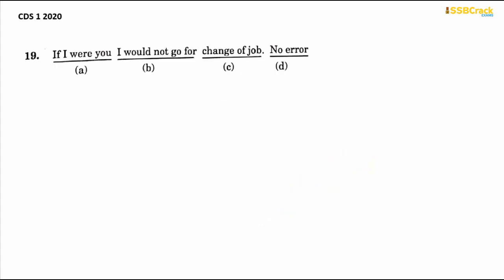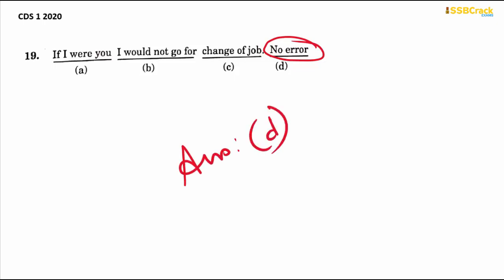Next one, if I were you, I would not go for change of job. Now there is no error in the sentence because this is in a subjunctive mood. Because I is there and it is a first person singular subject, still it will use a plural verb, were. Okay, therefore your answer is option D, because option D means that there is no error in the sentence.